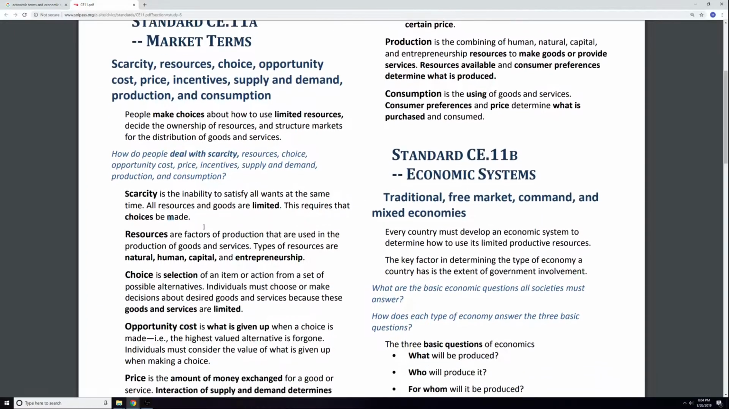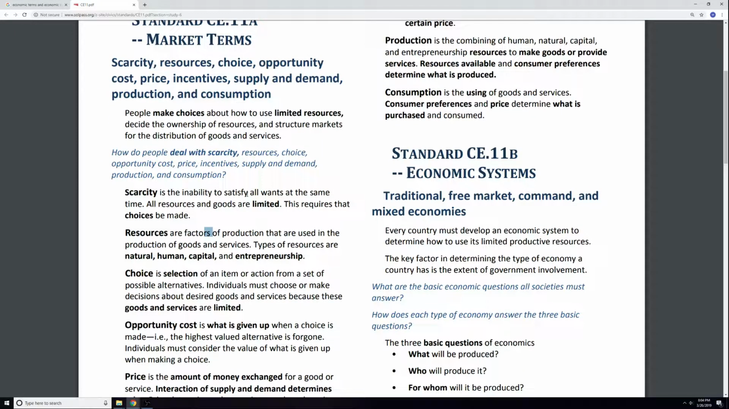All right, so let's go through this really quick. So scarcity, I think all of you understand for the most part. I'll go over central next. I'm going to do the terms first, Sebastian, and then I'm going to go and do the economic systems. Okay? So scarcity is basically not having enough of stuff. So that's why it says all resources and goods are limited right here.